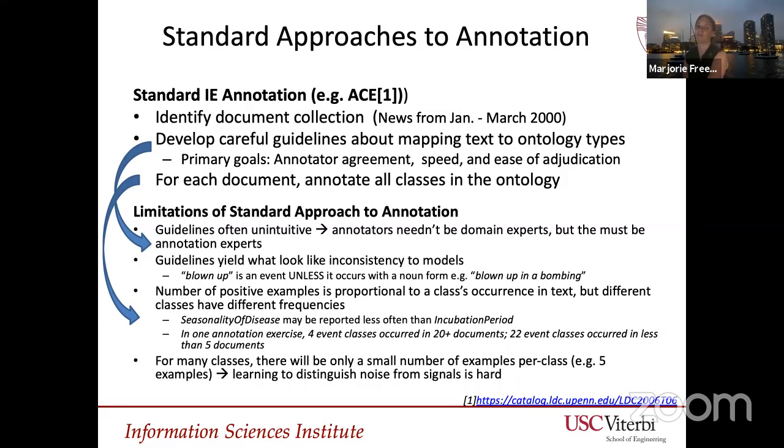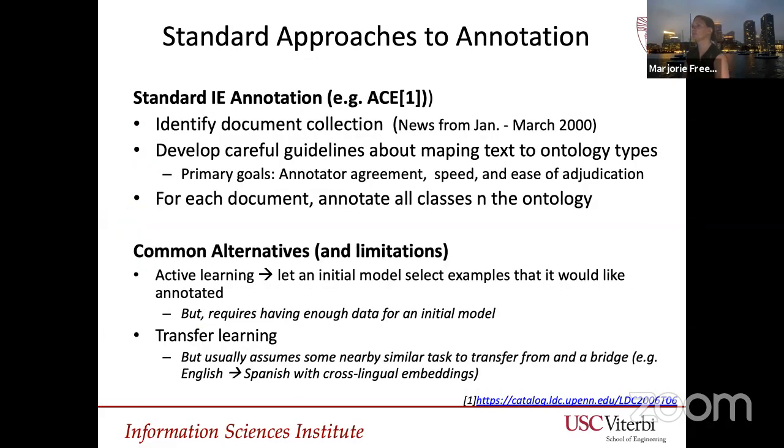It's hard for it to distinguish between the noise of, oh, I just saw one example of this, and what it should think about in the future. So there are some common alternatives. A lot of people work on active learning. This lets the initial model select examples that it would like annotated. But doing active learning requires enough data to have an initial model.